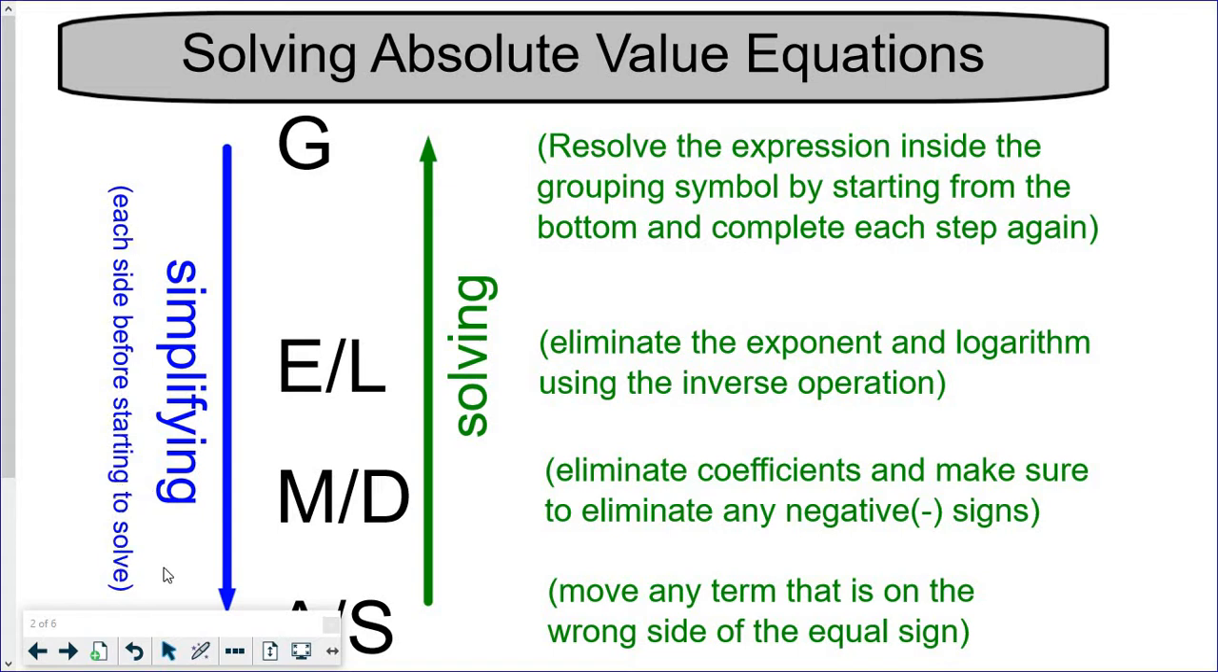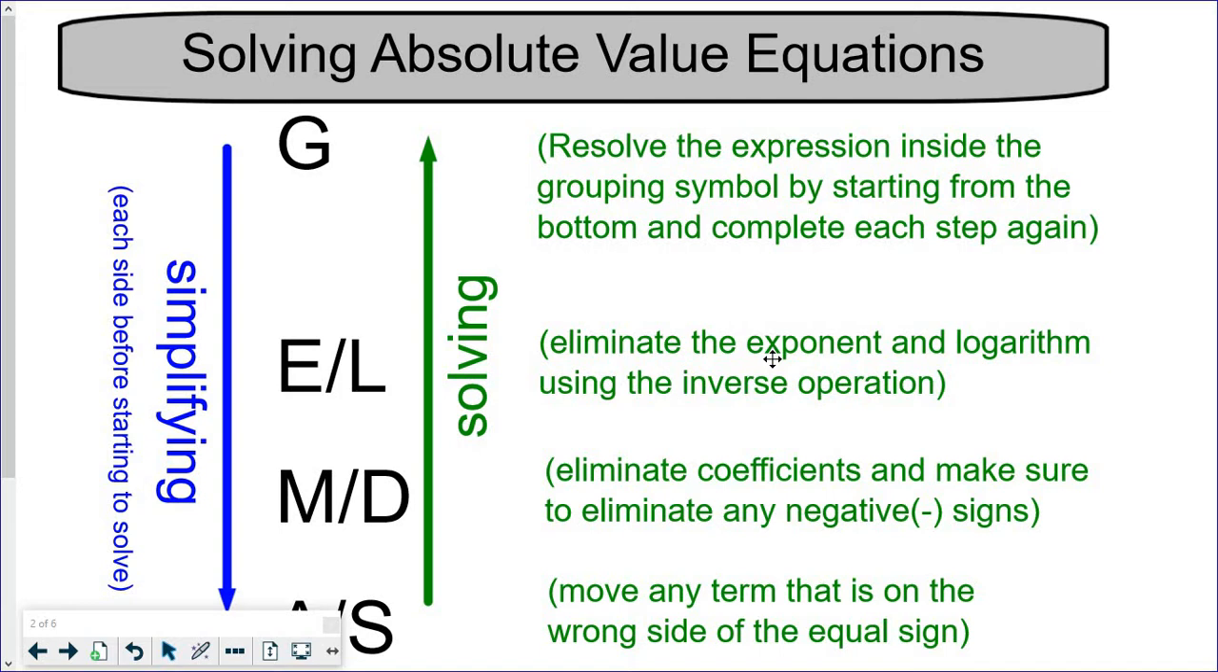But you can actually reverse the process and start at the bottom and go upwards by moving terms around with addition or subtraction as your first step. Your second step will always be to eliminate coefficients and eliminate negative signs using multiplication or division. The third step, which will come much later on, is to eliminate the exponent using its inverse. There's a variety of them.